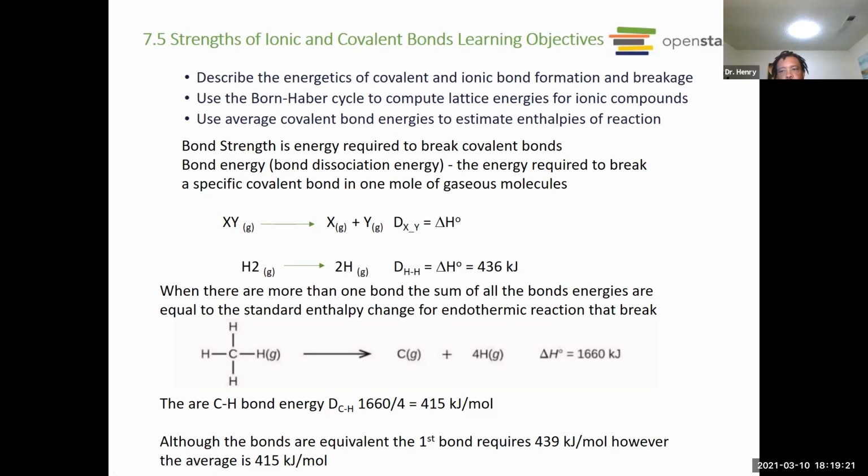Okay. Now this value is considered an estimate because usually it takes a little more energy to break the very first bond than it takes for the second and the third. So it gives you basically the average of that. Does that make sense?